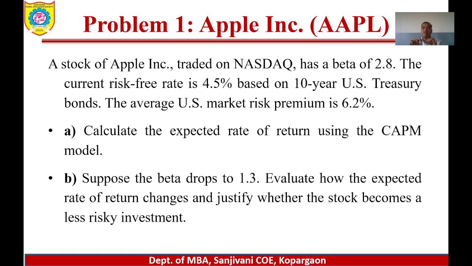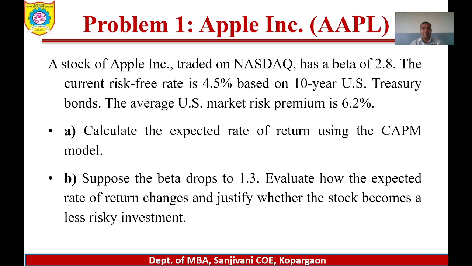At the same time, the current risk-free rate is 4.5%, which is very low, and which is calculated on the basis of 10-year US Treasury bonds. The average US market risk premium is 6.2. Now, what is market risk premium? It is the difference between market returns and the risk-free rate. The risk-free rate is given as 4.5 and your risk premium is 6.2, so if we add these, the total market return is 10.7. That is 4.5 plus 6.2, which is 10.7, the market returns. Market returns minus the risk-free rate, that is 4.5, gives you the market risk premium.